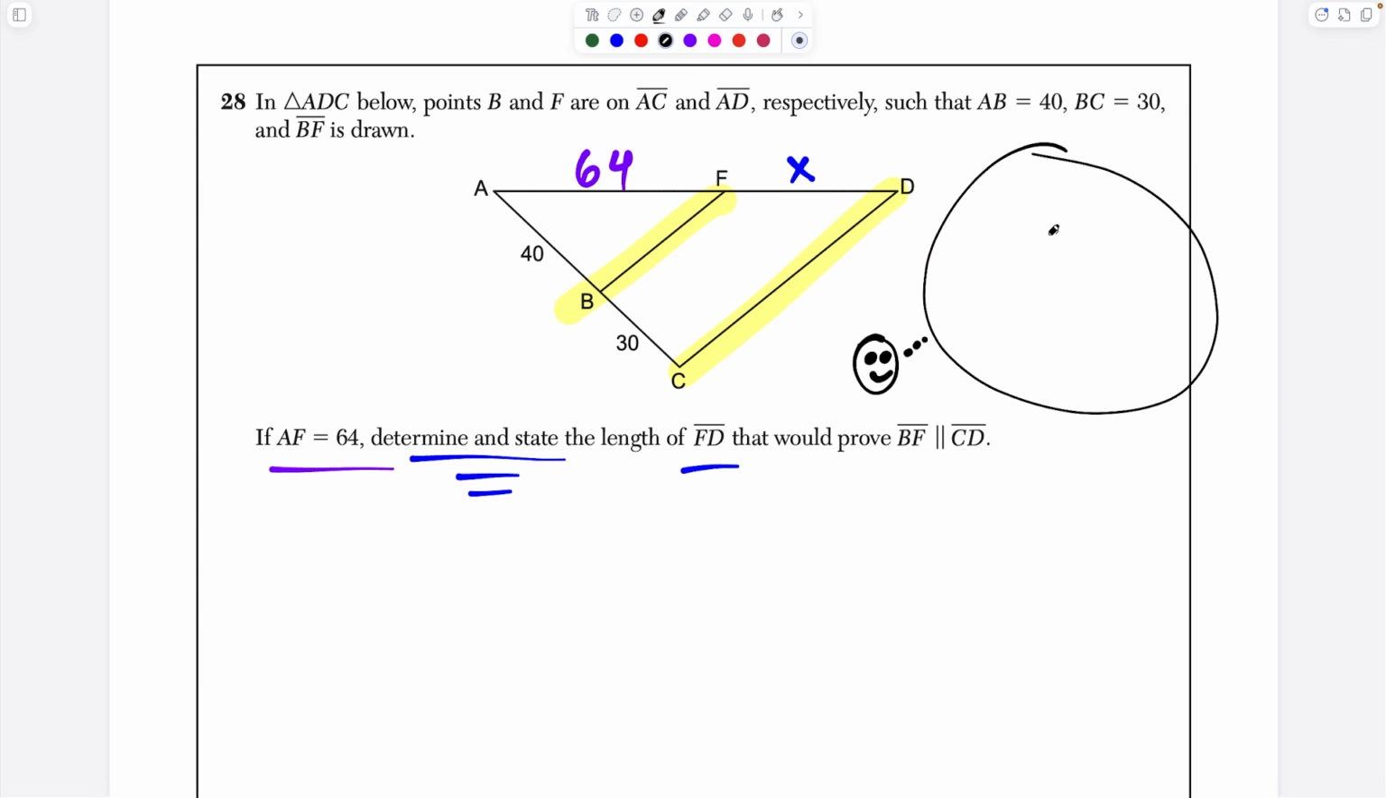And the way the side splitter theorem works is when we have a triangle, let's say like this, and a parallel line comes through the triangle. When I say a parallel line, I just mean a line that is parallel to one of the sides of the triangle. And let's say it cuts the original triangle over in this location.